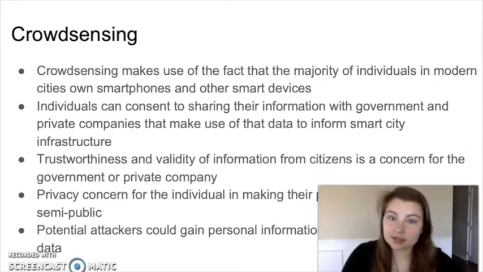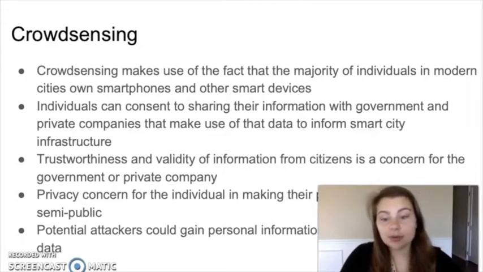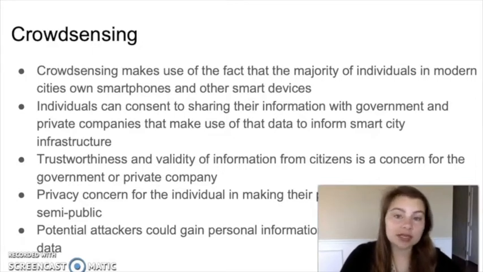There are many concerns associated with crowd sensing that are still being developed and researched. For example, the trustworthiness and validity of information from citizens is a concern to whatever entity is managing the collection of this data, because many times they are given incentives in order to consent to disclosing their information, and thus some people could feel the need or the desire to falsify this information.